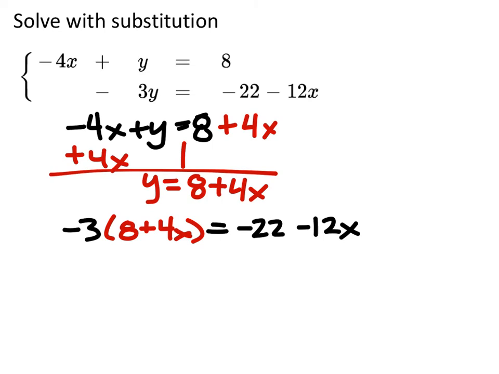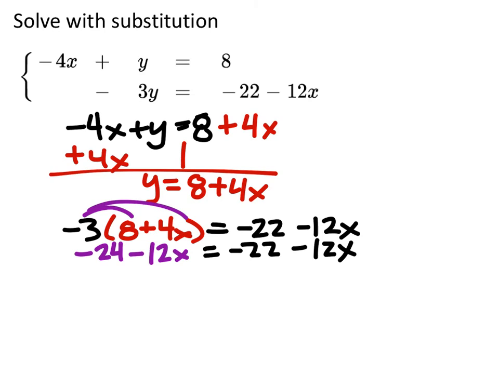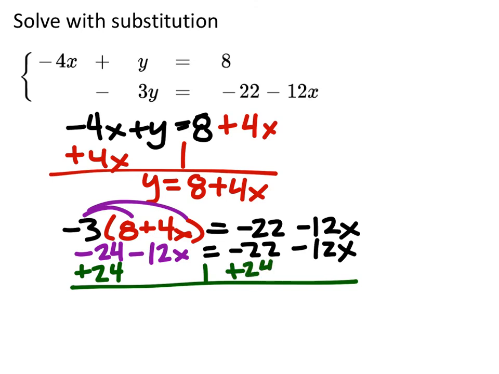So now we'll distribute the negative 3. All right, now we got this. Which side do you guys want the x's on? The left or the right? It's not going to matter. The left, okay. So I can't have that negative 24 there with it. It's on the wrong side of the equal sign, so I'm going to add 24 to both sides. And I can't have that minus 12x there, so I'm going to add 12x to both sides as well, which gives me 0x's equals 2.